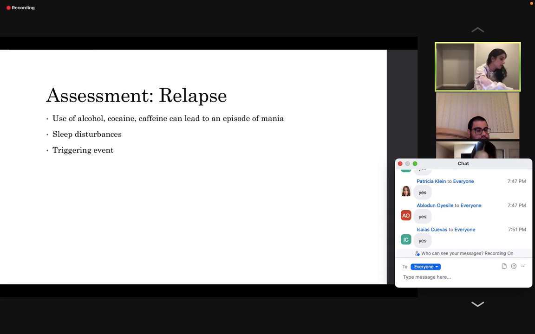So let's say we've placed you on meds and you're kind of stable. We can kind of control your manic episodes. If they use substances like alcohol, cocaine, or caffeine, this can lead to a manic episode. It's a trigger to relapse. Sleeping disturbances: how do I know if my patient isn't doing well again? They can't sleep again. We're going to talk about it.